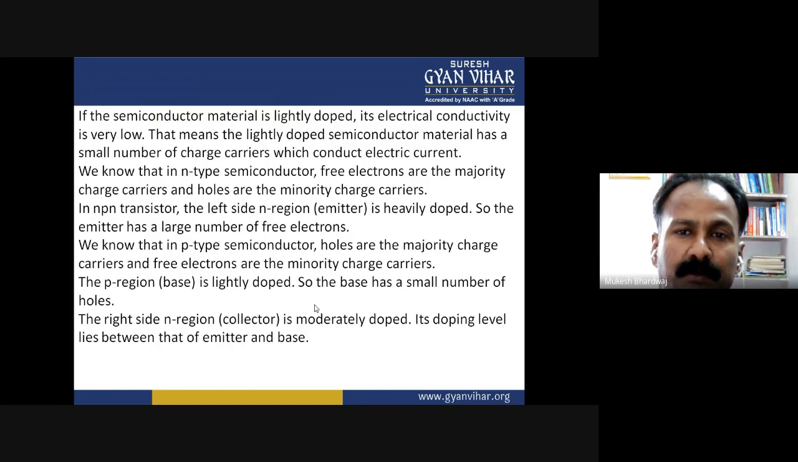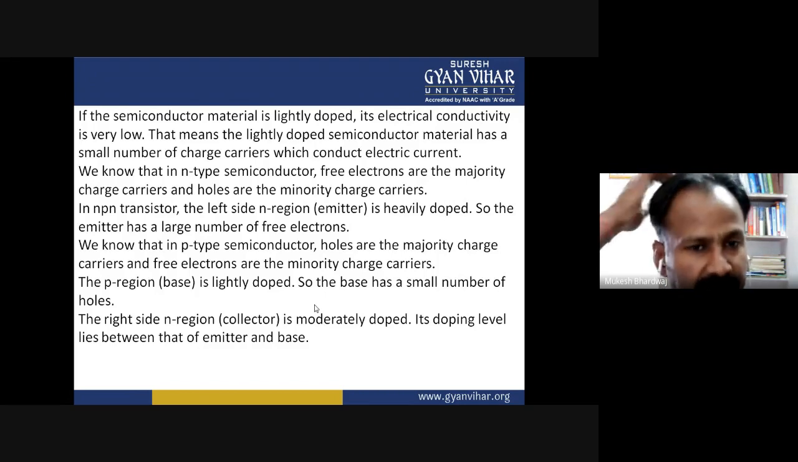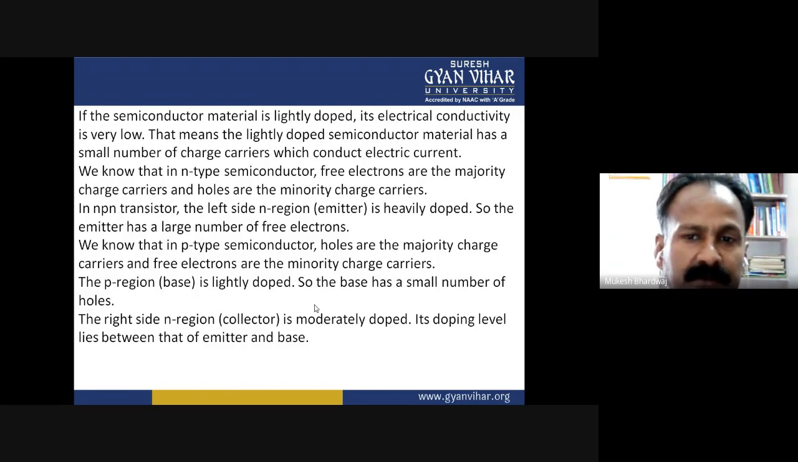That means the lightly doped semiconductor material has a small number of charge carriers and holes are the minority charge carriers. In NPN transistor, the left side N region is heavily doped, so the emitter has a large number of free electrons. We know that in p-type semiconductor, holes are the majority charge carriers and free electrons are the minority charge carriers. The p region base is lightly doped, so the base has a small number of holes.